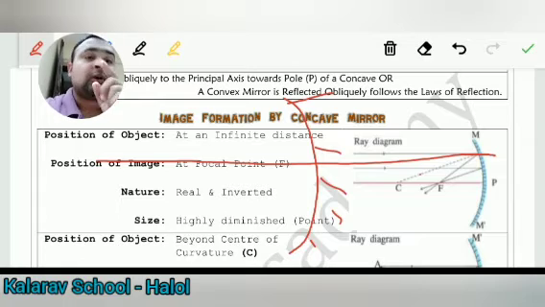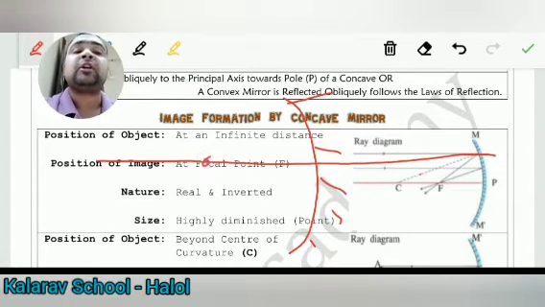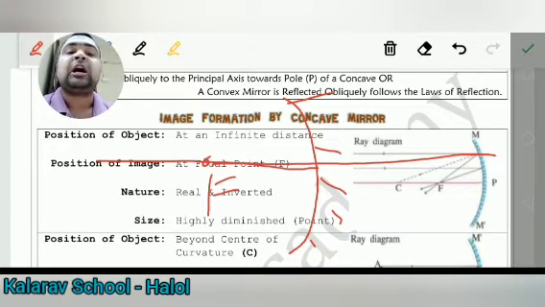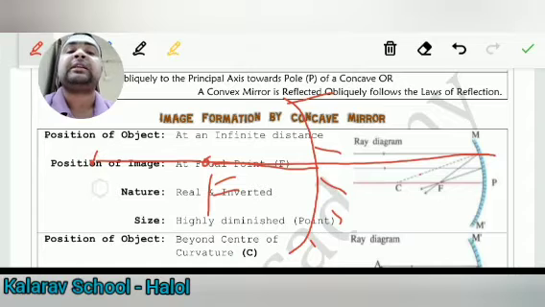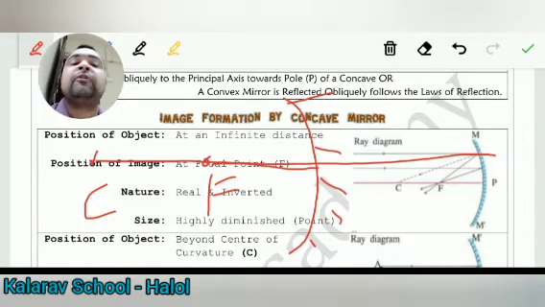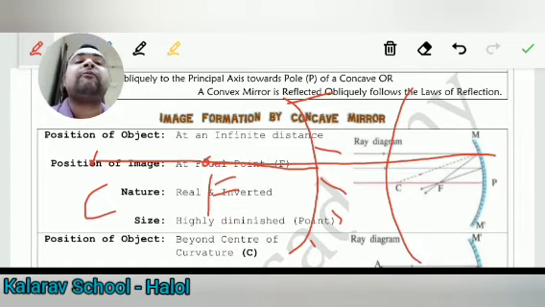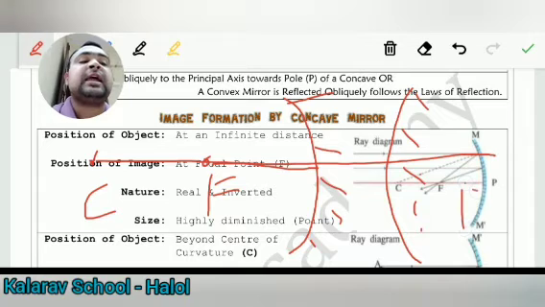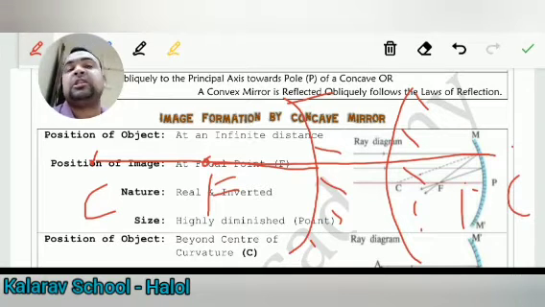Now for the concave mirror, its principal focus will be in front of the mirror, that is F, and whatever distance you take from here, take almost the same distance on this side and mark this point as C, the center of curvature. But in the case of the convex mirror, it has the principal focus as well as the center of curvature behind the mirror.